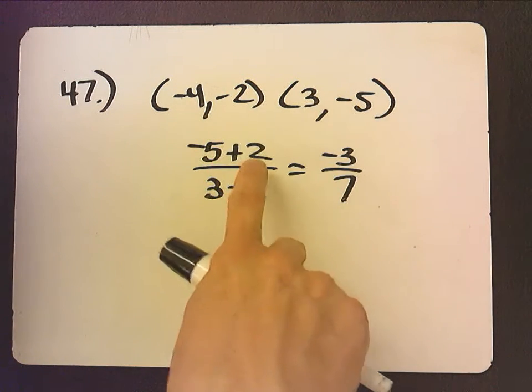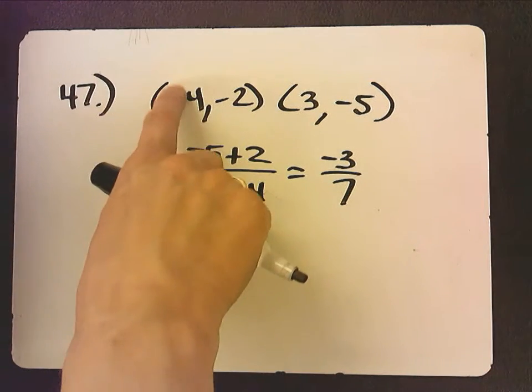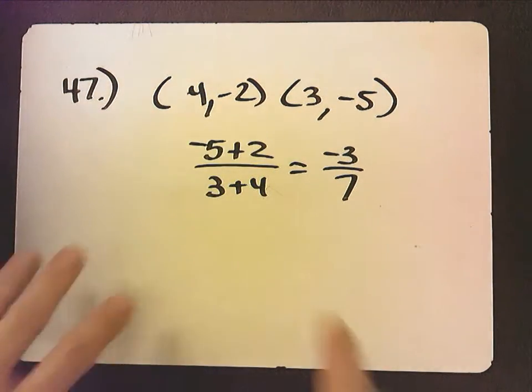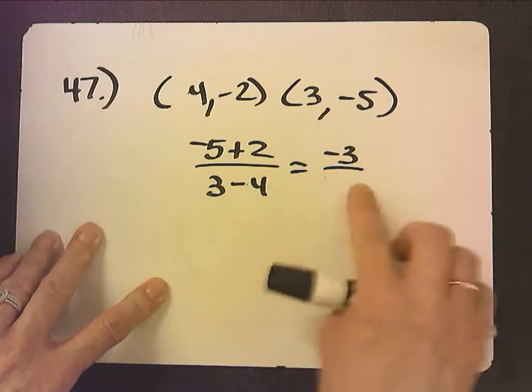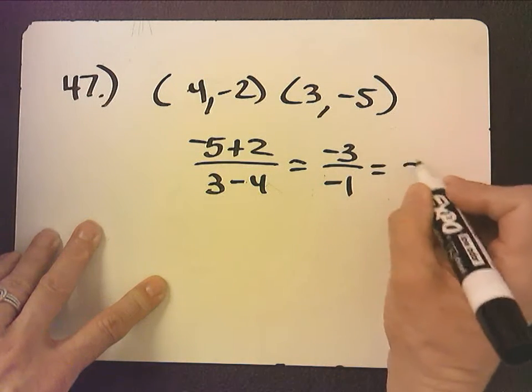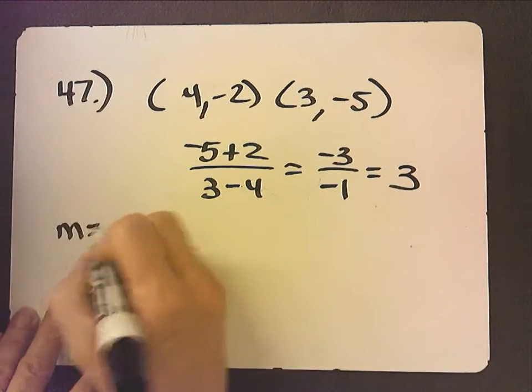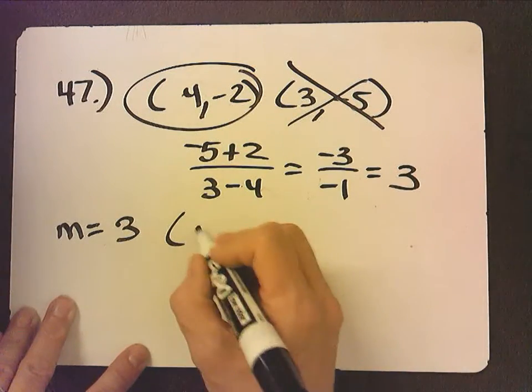-5 minus -2 is +2, -3. 3, okay, I wrote that wrong. I thought something was wrong. So this becomes 3 minus 4. This is -3 over -1, which is 3. So m equals 3. And I'll use this point for -2.